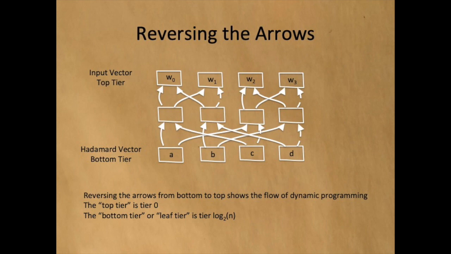The next change we will make is to reverse the arrows. When the arrows go from top to bottom, it shows the flow of information through a Hadamard transform. We're going to reverse the arrows because we're going to do dynamic programming within the Hadamard structure, and we're going to go from bottom to top.